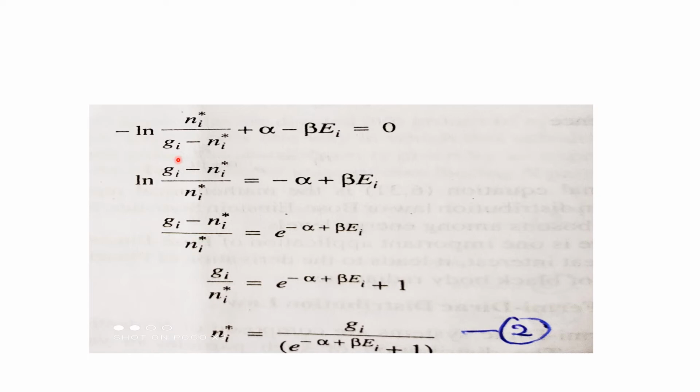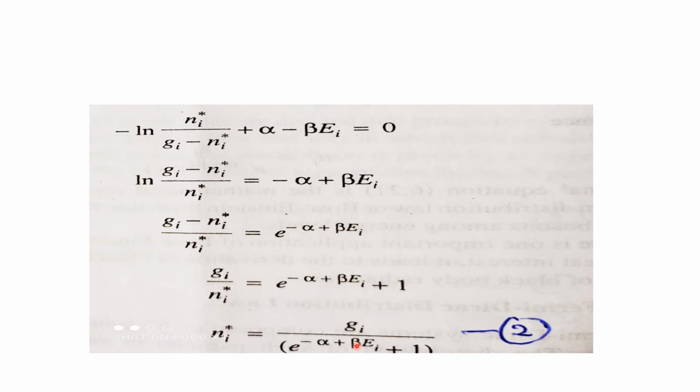Upon using the conditions sigma Ni equals N and sigma Ni Ei equals E, and Lagrange's method of undetermined multipliers, that is, minus ln Ni star by (Gi minus Ni star) plus alpha plus beta Ei equals 0. ln of (Gi minus Ni star) divided by Ni star is equal to minus (alpha plus beta Ei). (Gi minus Ni star) by Ni star is equal to e raised to minus (alpha plus beta Ei). Gi by Ni star is equal to e raised to minus (alpha plus beta Ei) plus 1. Ni star is equal to Gi divided by e raised to minus (alpha plus beta Ei) plus 1.